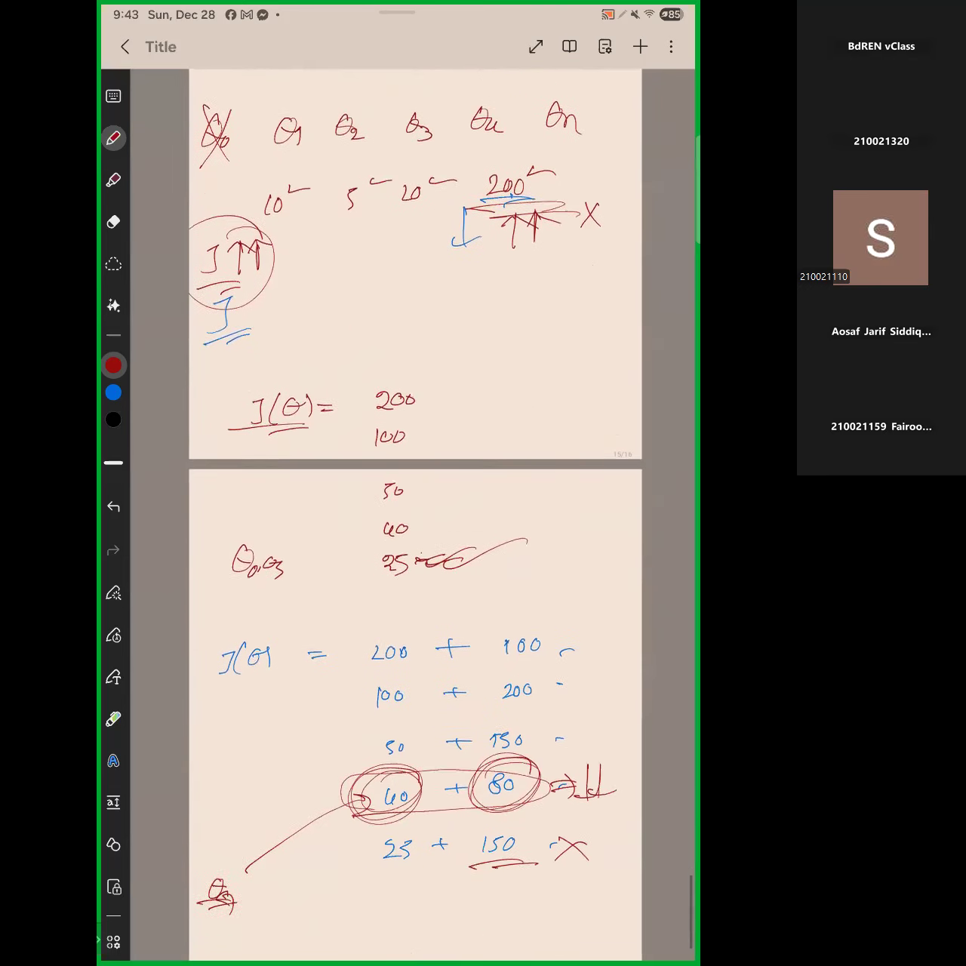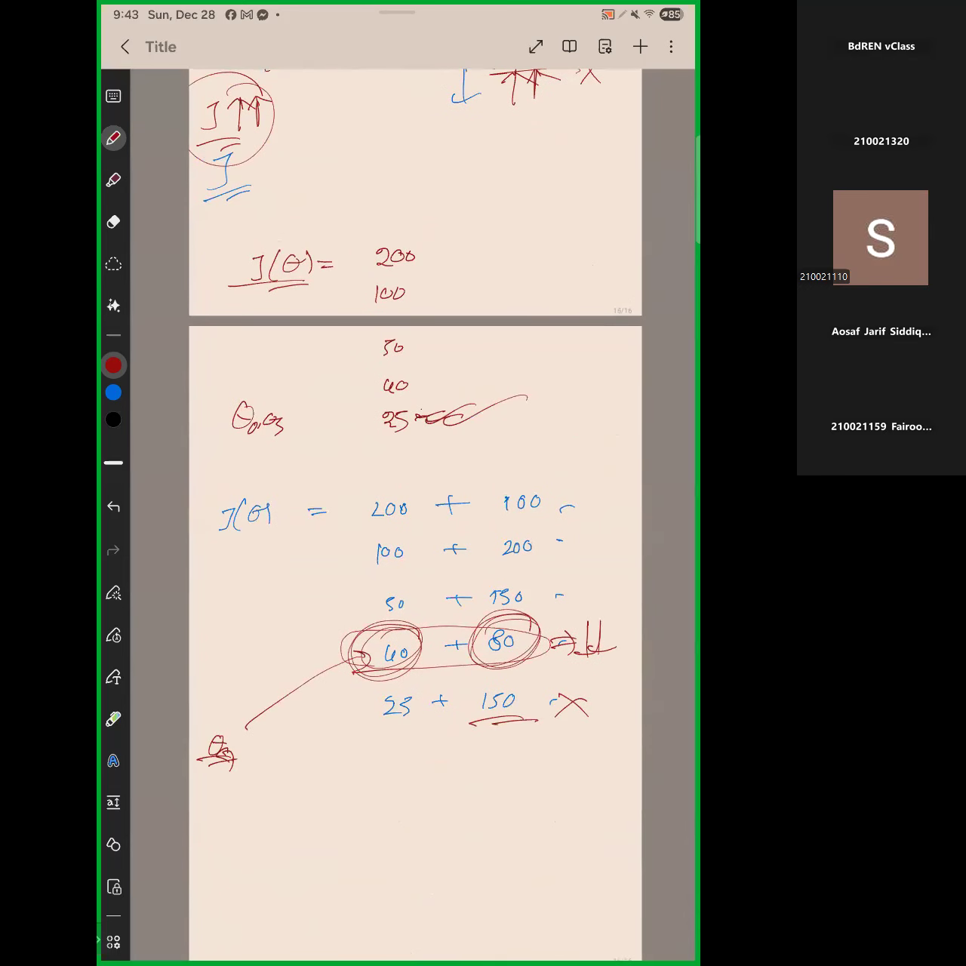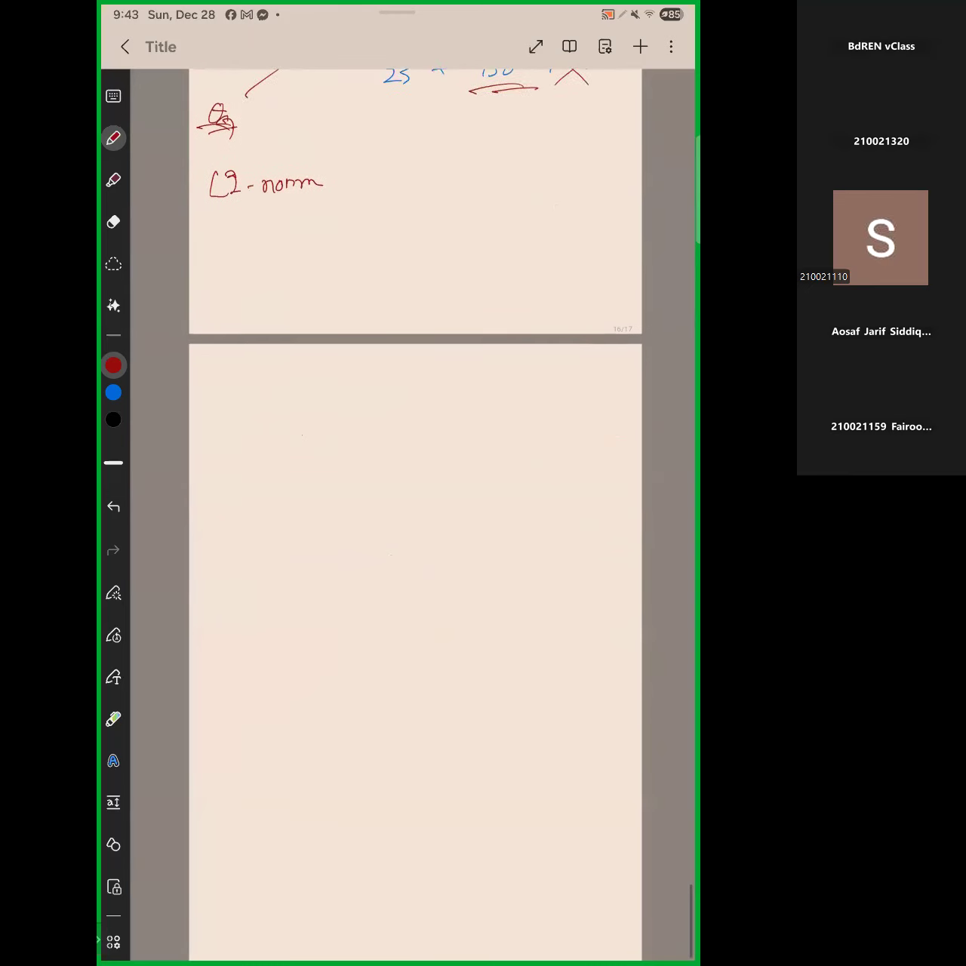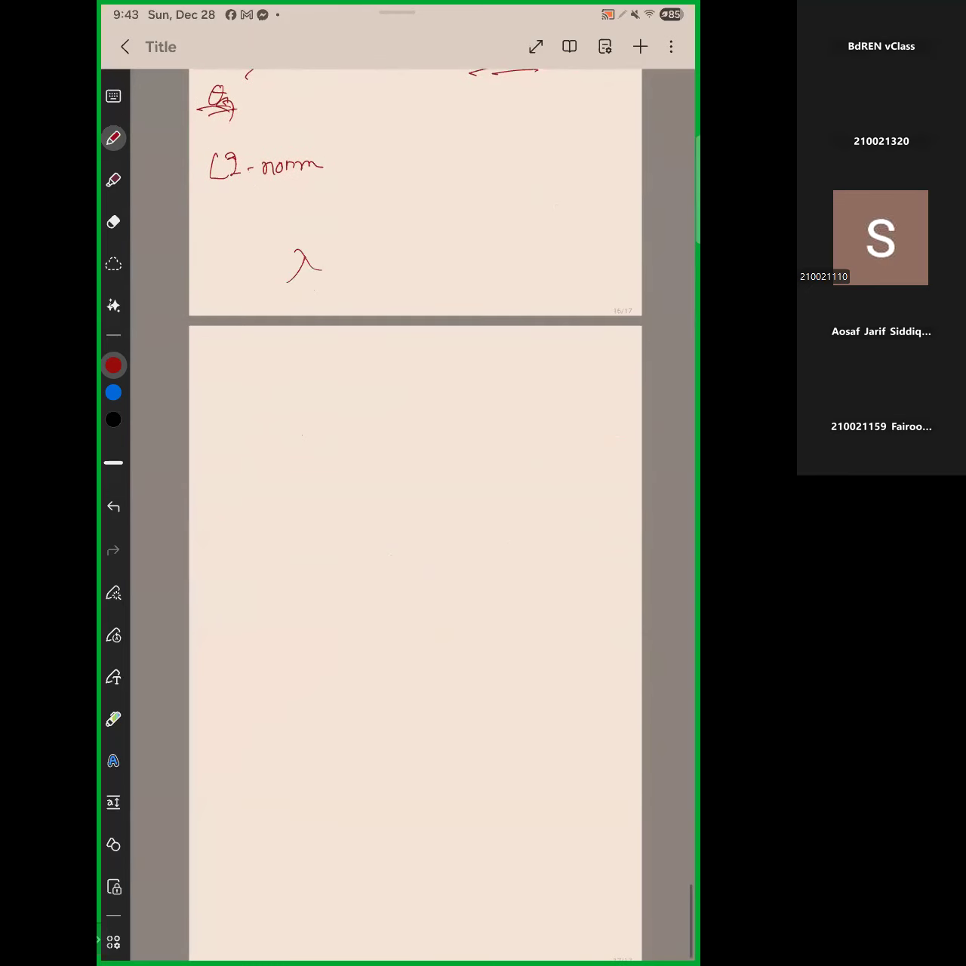Is it clear? Any question? Yes, sir. Okay. So basically this is called L2 norm because we are using the square, in statistics. And there is another parameter called lambda. What is this lambda? It is called the regularization parameter. So this is like a multiplication factor. We used something similar previously, alpha in gradient descent, right?